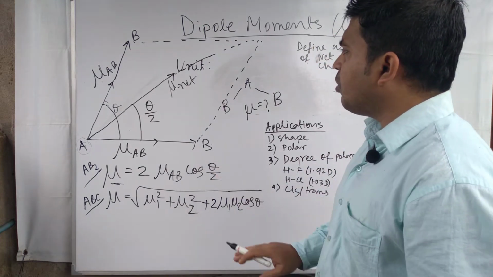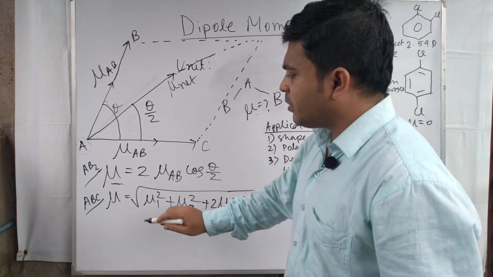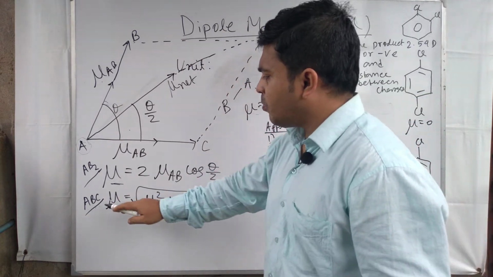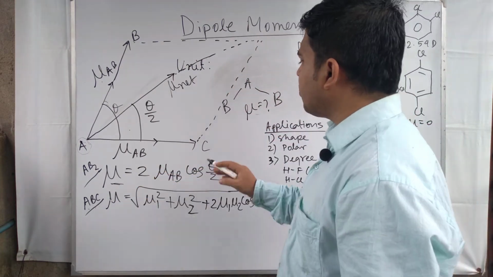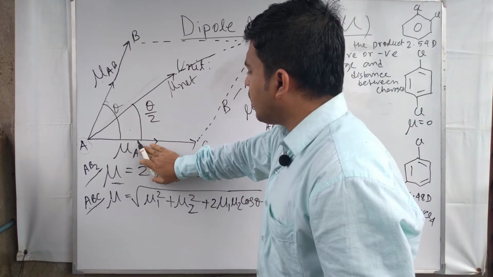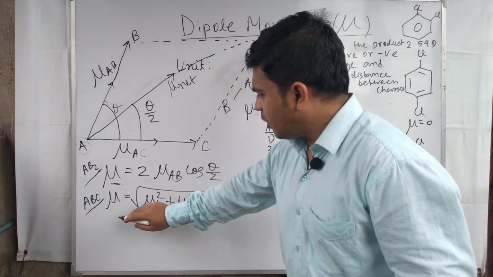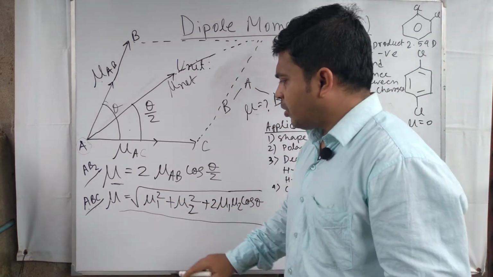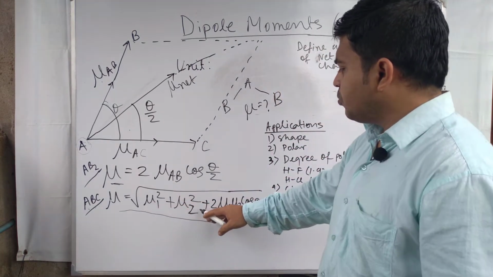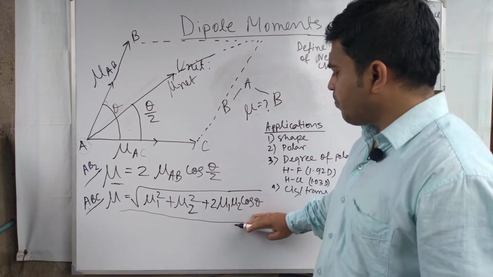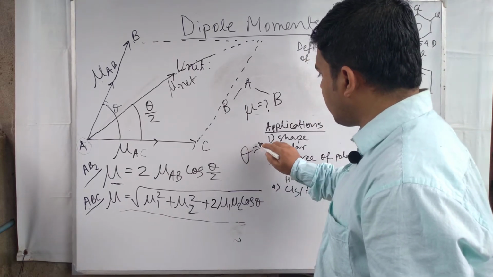Or if the molecule has an AB bond and an AC bond, that is an ABC type molecule, where A is the central atom, B is one branch atom, and C is another branch atom. For an ABC type molecule, you can find the dipole moment using the law of parallelogram: mu squared = mu1 squared + mu2 squared + 2 mu1 mu2 cos theta. From this formula you can calculate the theta of a molecule.